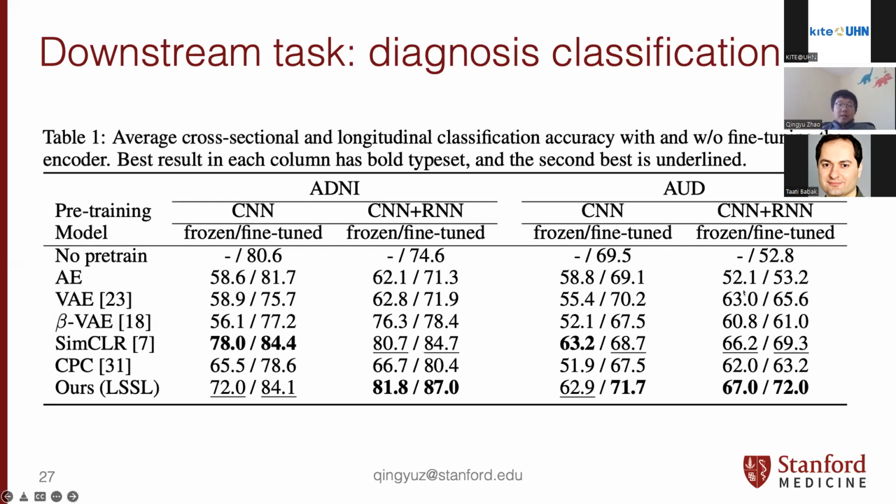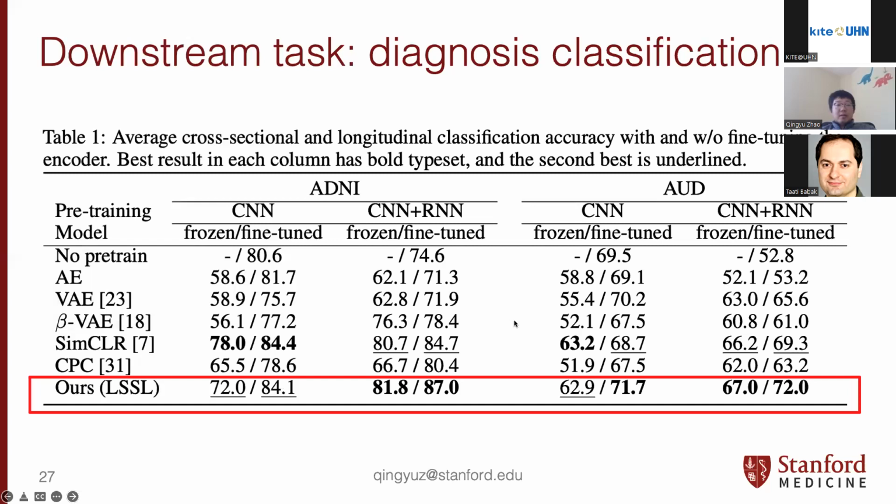And the upshot is that in most settings, the representations pre-trained by our method, LSSL, provide the most accurate classification results. I guess I can go into the results in this table in more detail if anybody is interested later. But I think the general take-home message is that our longitudinal self-supervision can be considered a very compelling pre-training strategy for performing downstream tasks using longitudinal data.